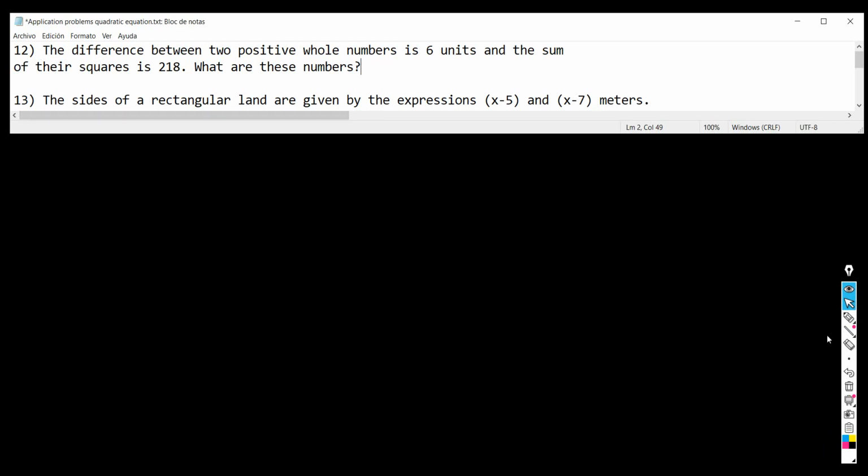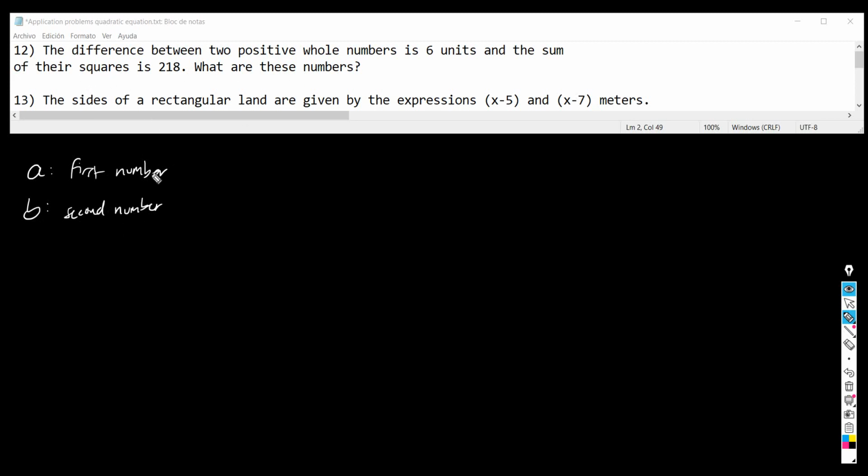Number 12 says the following. The difference between two positive whole numbers is 6 units, and the sum of their squares is 218. What are these numbers? As I've always told you, label your numbers, okay? I'm gonna say that A is my first number, and B is my second number. You can choose other letters or other variables if you want.